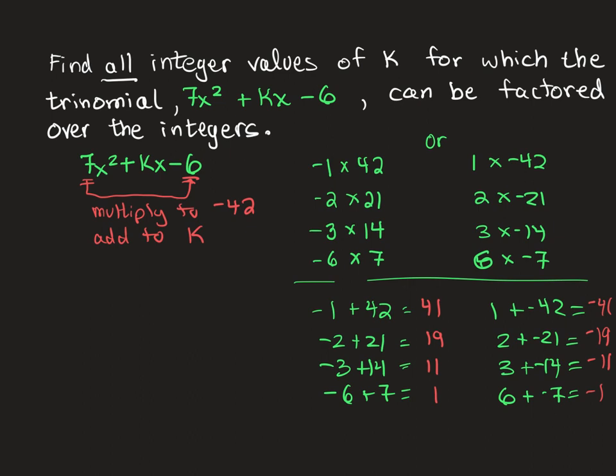So we could list all the answers. So basically k could equal plus or minus, I'm going to start with the lower numbers, 1, plus or minus 11, plus or minus 19, or plus or minus 41. And there we go. Those are all the possibilities for the values of k. All right, I hope that helped.